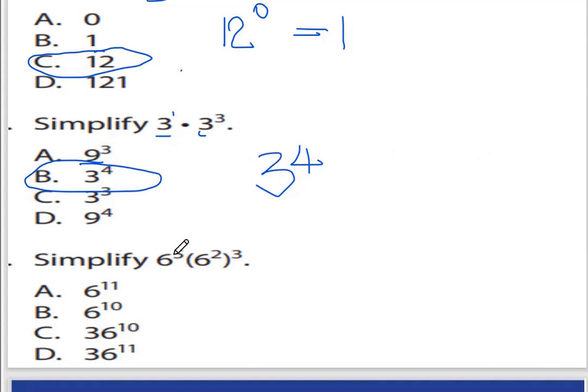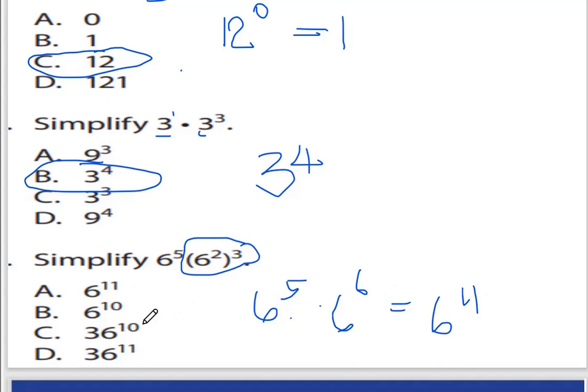Next, simplify 6 raised to 5 times 6 raised to 2, all raised to 3. So this part here, we have to multiply the exponents on this part since it is in parentheses. So copy 6 raised to 5, then multiply 2 times 3, that is 6. So 6 raised to 6. So this time now, copy the base and then simply add the exponents, which gives 11. So therefore, the answer here is 6 raised to 11, letter A.